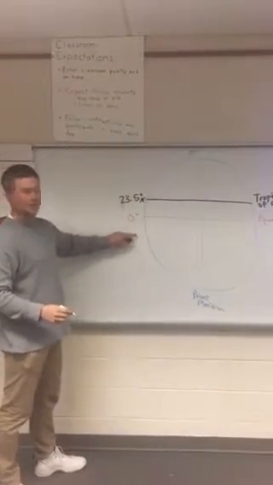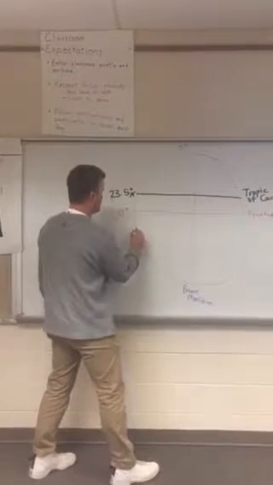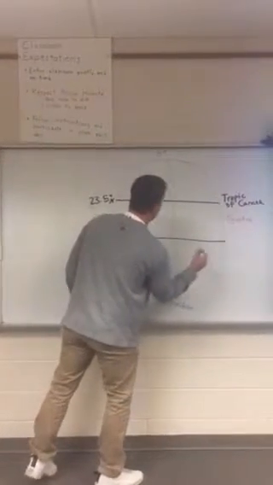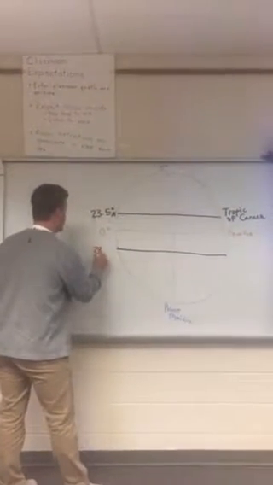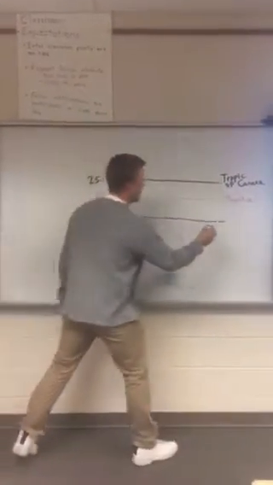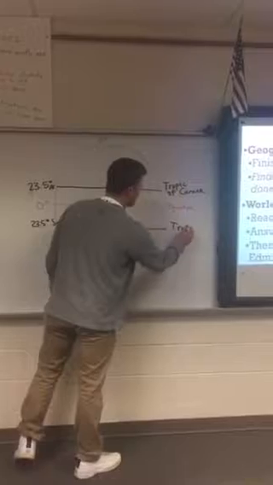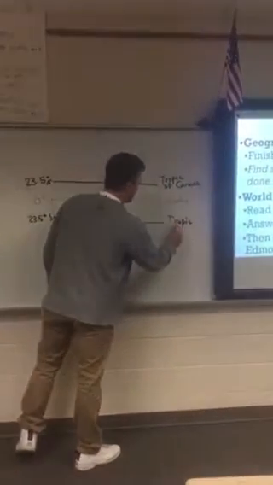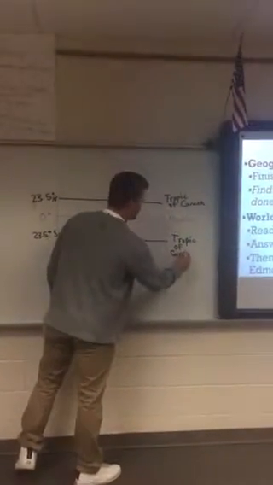We also have a line at 23.5 degrees south. So 23.5 degrees south, and that is known as the Tropic of Capricorn.